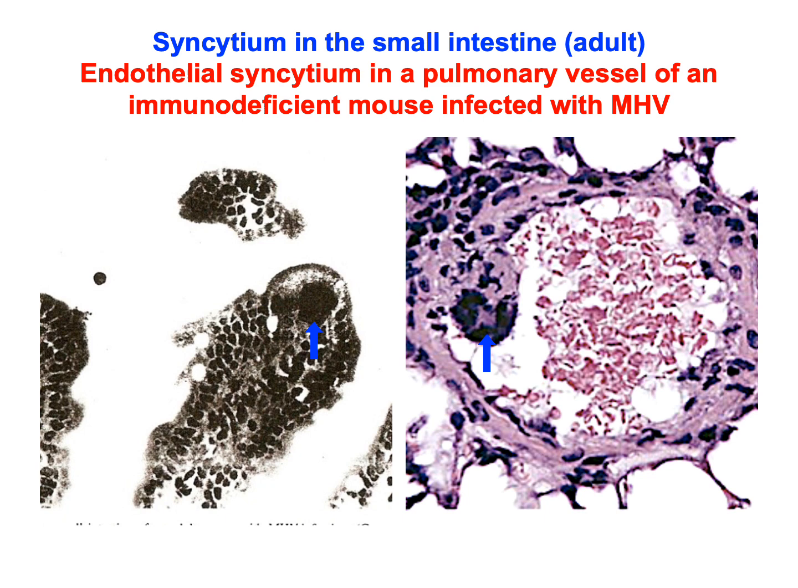So as I've mentioned, the syncytia formation is a hallmark of infection in many tissues, including the intestine, the lung, the liver, the lymph node, spleen, thymus, brain, bone marrow, and also in vascular endothelium in general. So you can see here in the small intestine, see the arrow, the syncytium, and the endothelial syncytium in pulmonary vessels of an immunodeficient mouse infected with this virus. Once more, you can see the arrow.